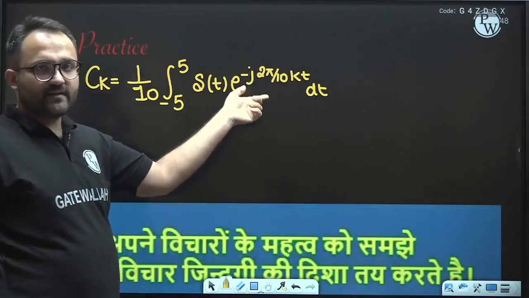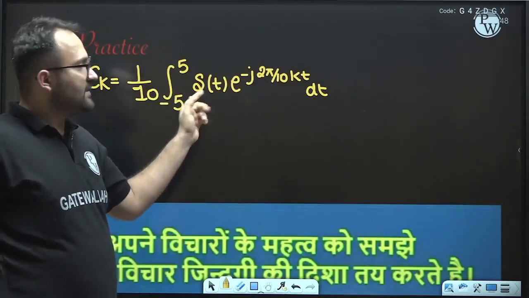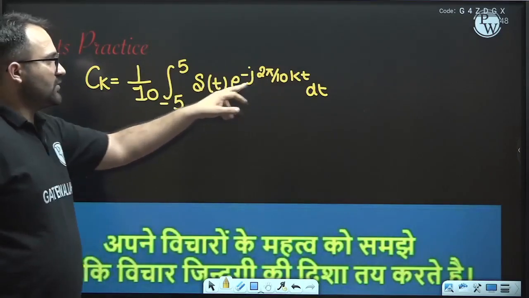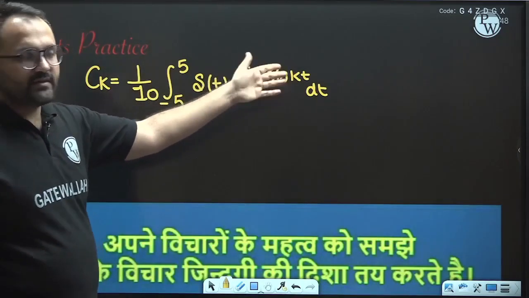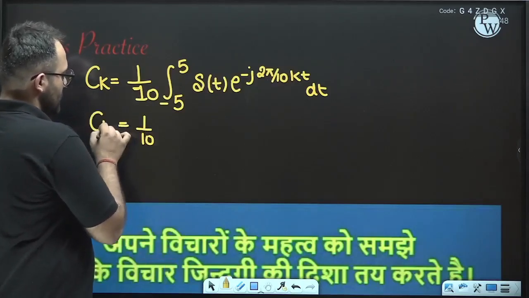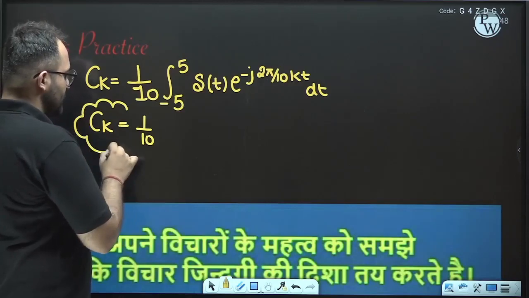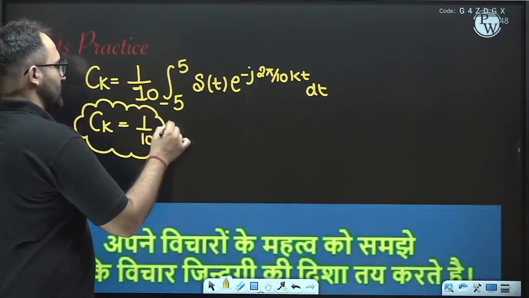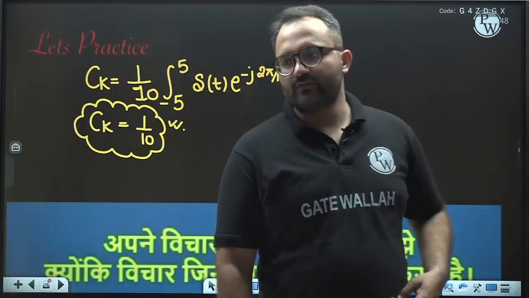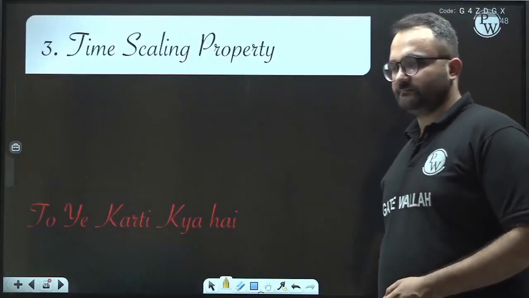Now we know that since delta is coming in the integration, we will simply put t equal to 0 in this whole equation. So when we put t equal to 0, we will get e to power j0, that is 1. So this will come out to be 1 upon 10. So the impulse train has Fourier series coefficient equal to 1 upon 10.